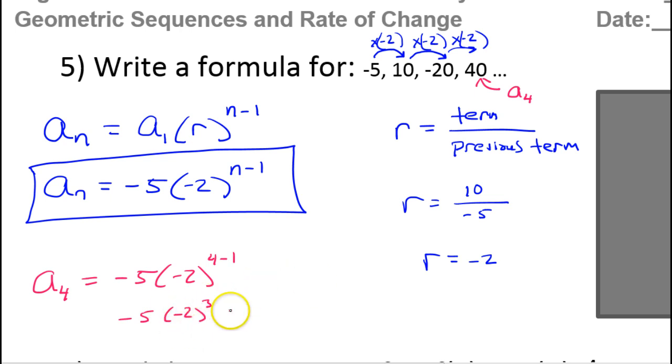Well, these numbers are small enough that we don't need a calculator. Negative 2 to the third power is negative 8. So this would be negative 5 times negative 8. And of course, negative 5 times negative 8 is positive 40, which is what we see here for the fourth term. So the formula does work.